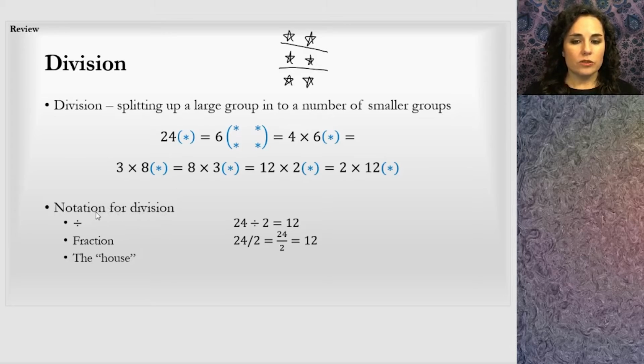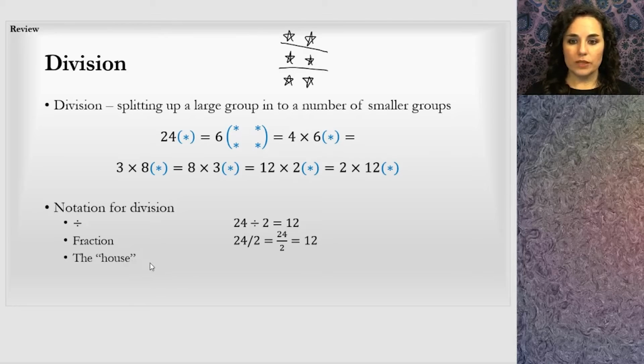I wanted to cover the notation for division because as we move towards long division, there's a different type of notation. The standard notation for division is the division sign with the 2 dots and a line in between. So 24 divided by 2 is 12. We can also represent division with a fraction. Here's 24 over 2, which can also be written this way, 24 over 2. When I take 24 and divide by 2, that equals 12.